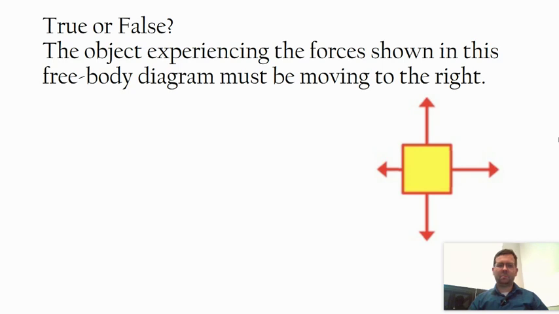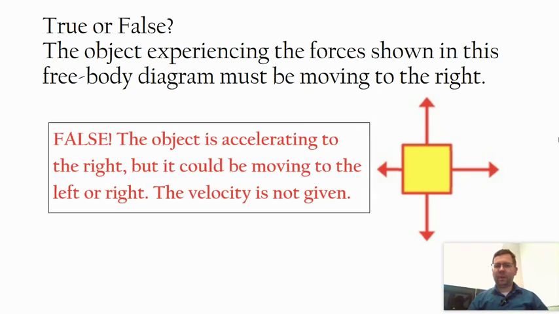The answer is false. It's not necessarily moving to the right. It could be. The object is accelerating to the right, but it could be moving to the left or right. The velocity is not given. So remember, these diagrams are not showing anything about the velocity. It's all about the forces that are acting on the object.